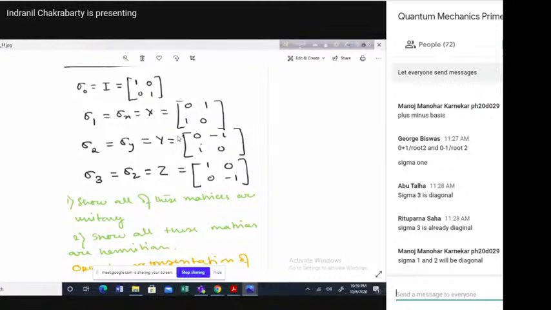So let me clarify my question once again. You can easily see that sigma 0 and sigma 3 are already diagonal in the 0 1 basis. For sigma 0 both eigenvalues are 1. For sigma 3 it is very clear that the eigenvalues are 1 and minus 1. However, sigma 1 and sigma 2 are not diagonal because the off diagonal elements are there and the diagonal elements are 0. They must be diagonal in some other basis, which is the eigenbasis, right? So I'm trying to figure out from you what is that basis where sigma 1 and sigma 2 will be diagonal.